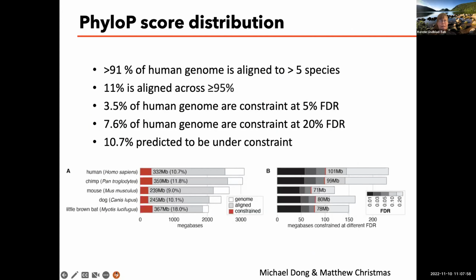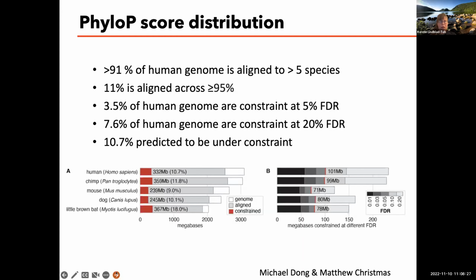So we generated phyloP scores, which is a measure of constraint. When we look at the data set, we see that more than 91% of the human genome is aligned to at least 5 species, but 11% is aligned across more than 95% of species, and this suggests that possibly all these regions might be constrained because they are present in all the species.